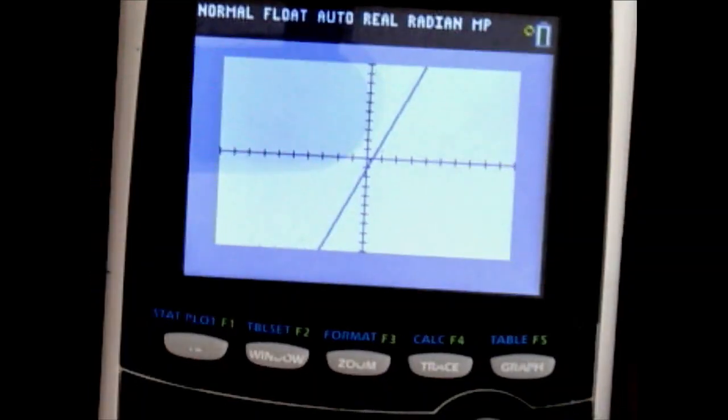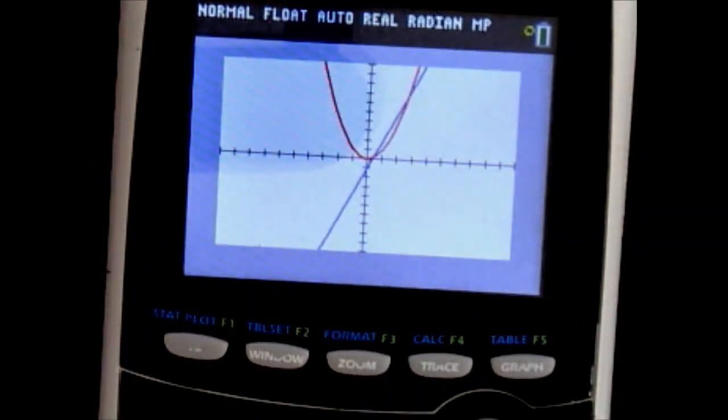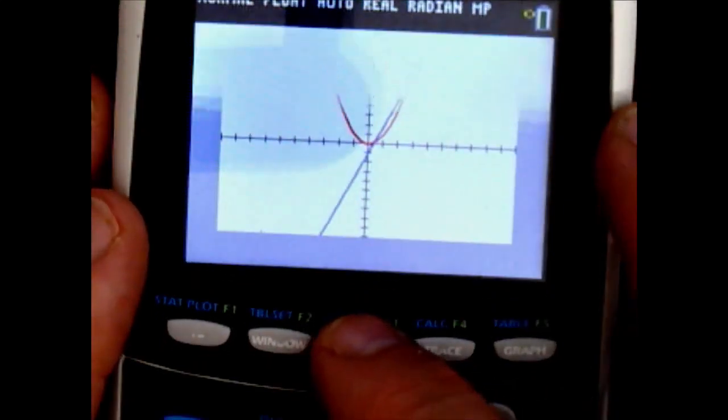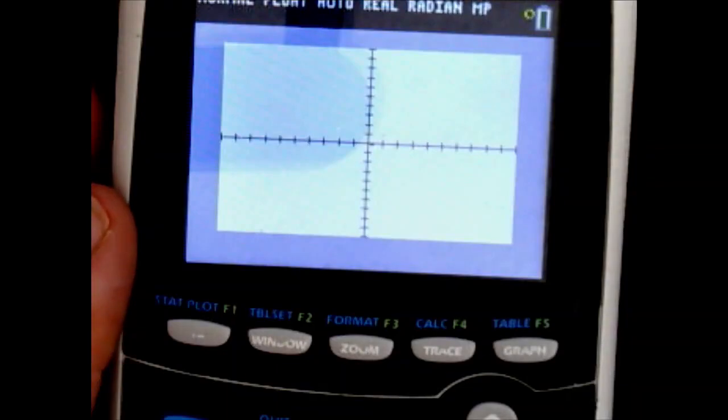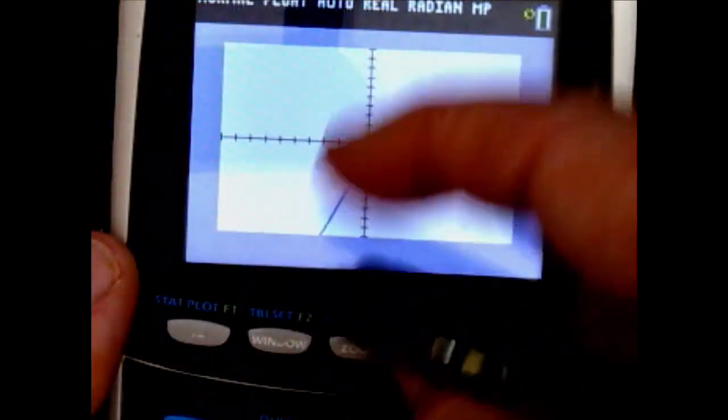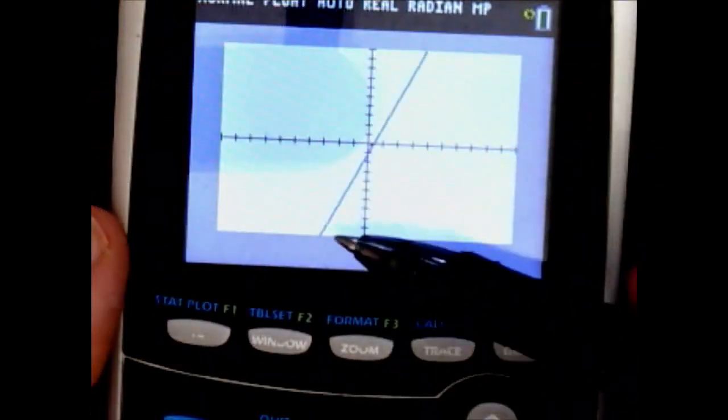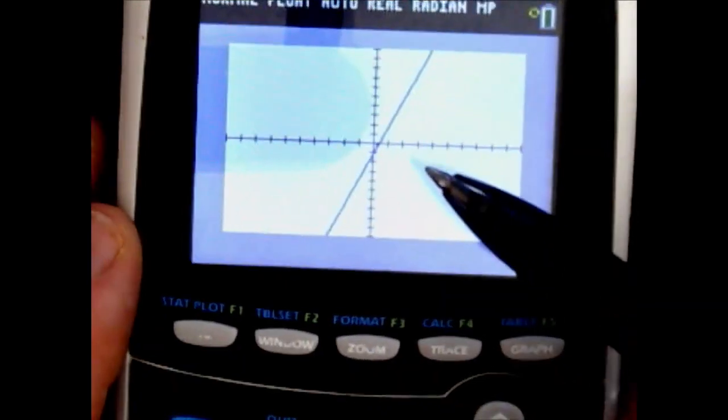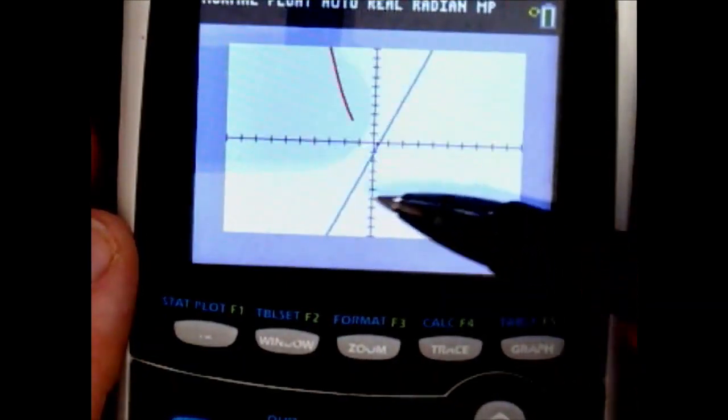Now the normal way that you can get a standard window is by hitting zoom 6. If you hit zoom 6, it gives you a standard window 10 by 10 in every direction. Now there's my Y1 in blue, and my Y2 is about to come down, it's in red.